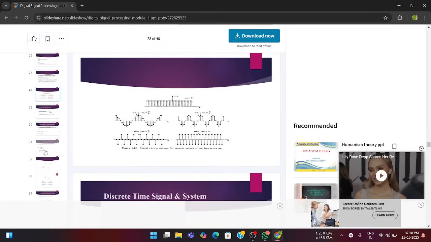So in this way, these are the basic sampling signals here. You can see, you note it down.